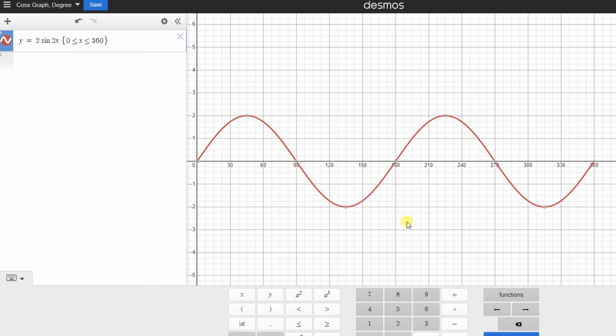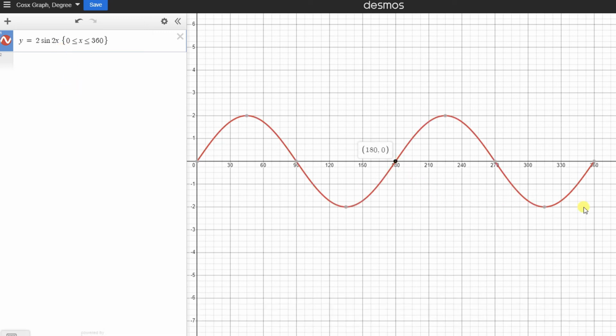See, it completed 2 cycles. One cycle is 180 degrees, another cycle is 360 degrees, and it started from the point 0, 0. And its maximum points we already wrote. This is the maximum point which is 45 degrees, 2, and another maximum point which is 225, 2, and this is the minimum point which is 135, -2. Another one we got is 315, -2. So this is the total working of this sine curve.